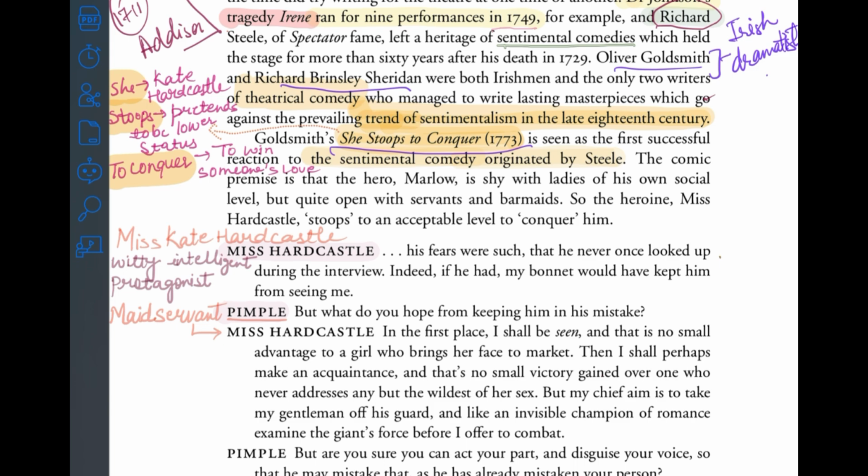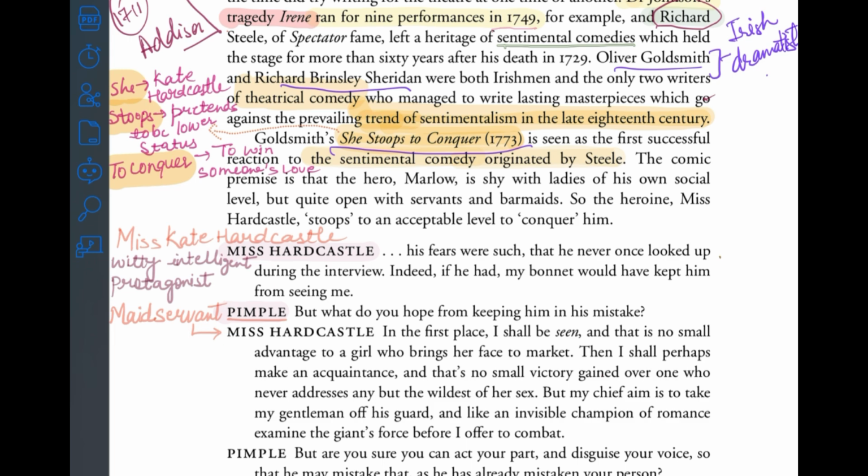She Stoops to Conquer, 1773, is seen as the first successful reaction to sentimental comedy, which was originated by Steele, because Steele started sentimental comedy and he failed. Everyone didn't like it, but She Stoops to Conquer brought a revival in this field. You can say comedy of manners. Today you have to learn what comedy of manners is, who the important writers are, and what its features are. You have to read everything and cover everything by yourself.